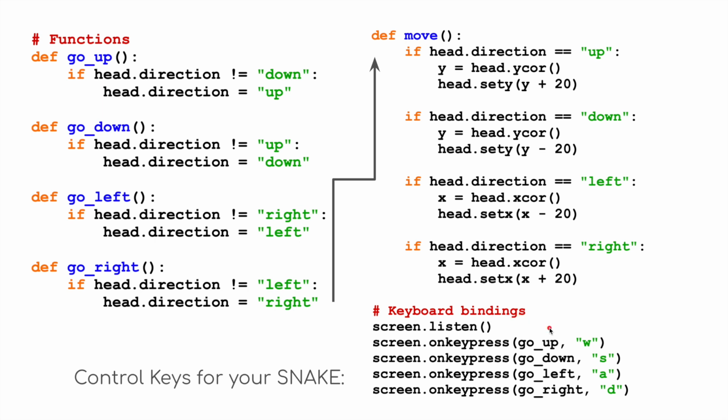And then, of course, we've got to bind these keys. Define function go up, it's going to have the W key. Go down is going to have the S key. Go left is going to have the A key. And go right is going to have the D key.